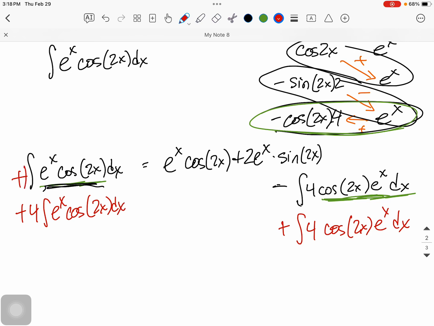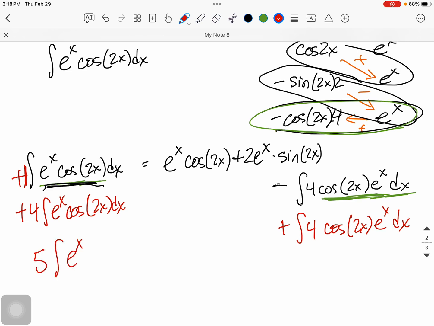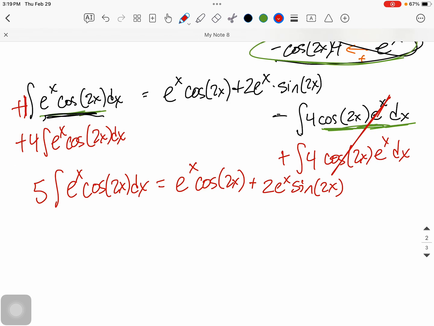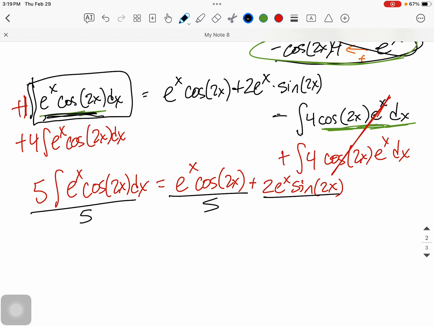Then we really have one of them, right, the original plus 4, we really have 5 e to the x cosine 2x's. Over here, they cancel out. And so all we're left with on the right side is 2 terms. And the very last step, again, our ultimate goal is this boxed integral. And if I want to get that integral by itself, booyah, I'm going to divide by 5.